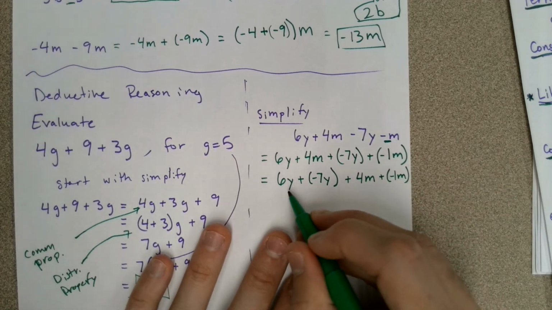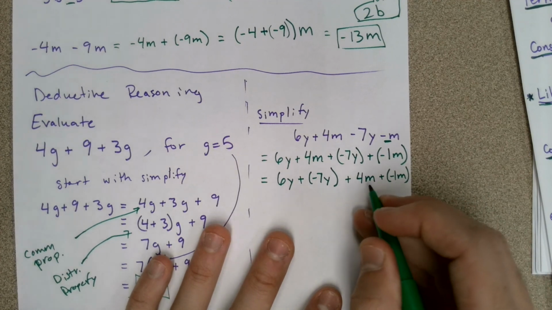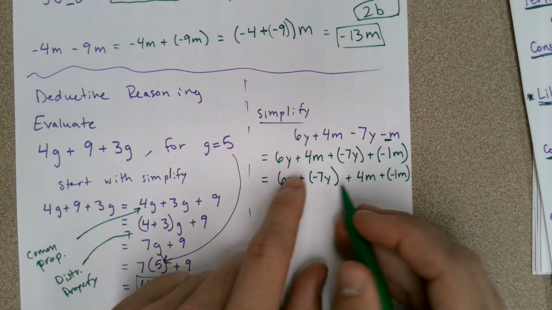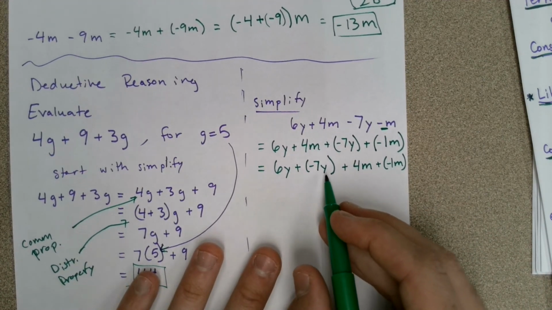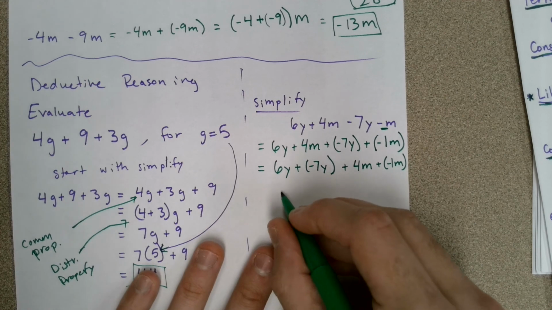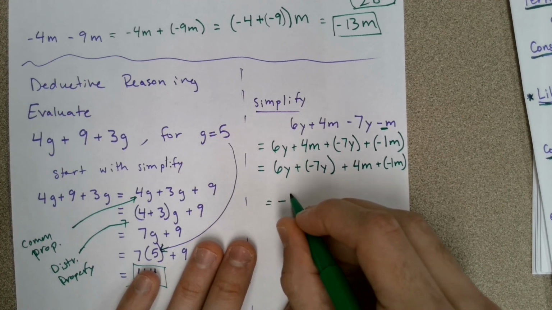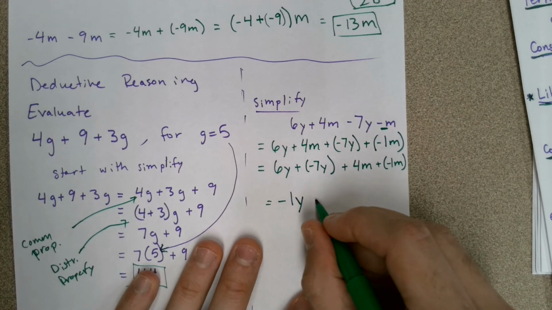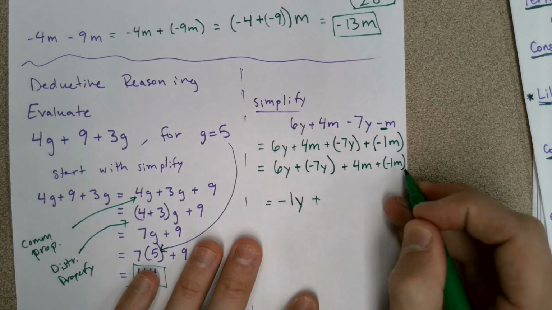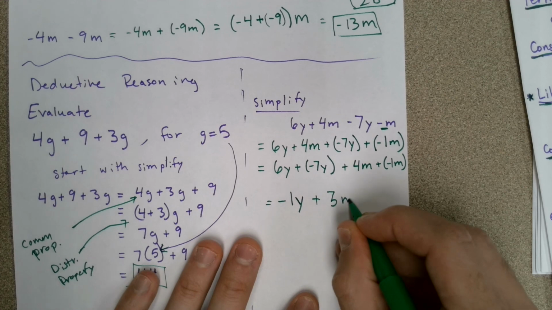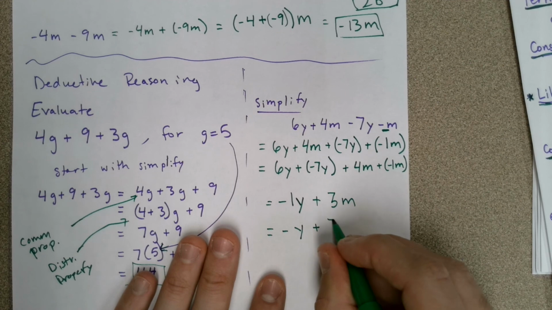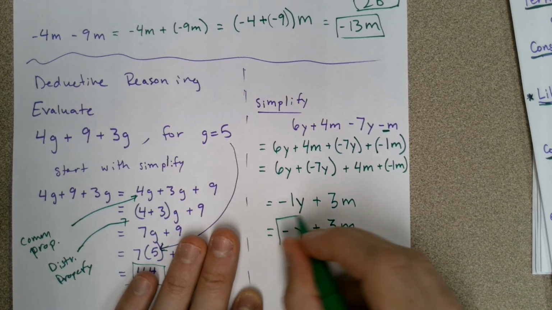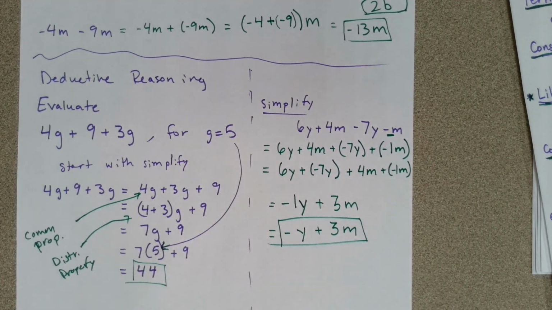I see those like terms, those two y's, I put them by each other. The two m's, I put them by each other because I know I can't connect them with each other, but I can connect them with other y's and other m's. So that leaves us with 6y plus negative 7y. I know using my rules that makes negative 1y, plus 4m plus negative 1m gets us to 3m. And I can simplify this to negative y plus 3m. And those can't connect any further because they're not like terms. And that would be our final answer.